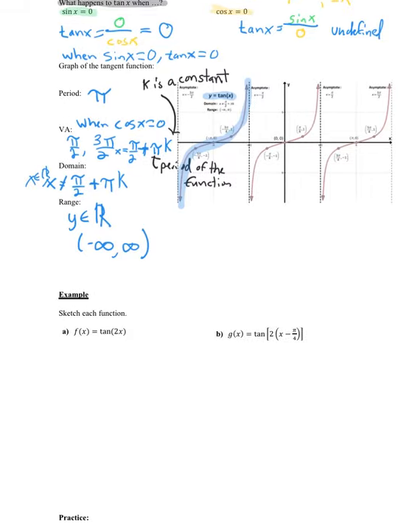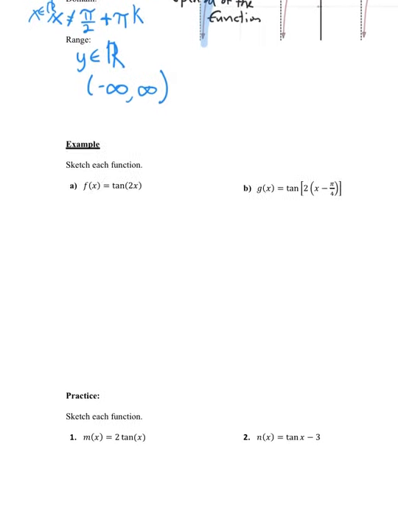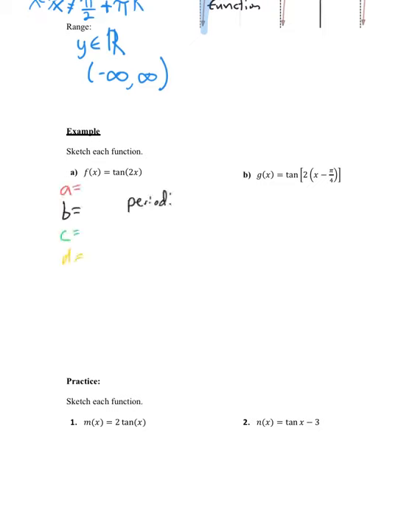Okay, some practice here now. We've got 2 examples. It says sketch each function. So just like what we did with sine and cosine functions, we're going to need to identify some key values. So for example, the a value is whatever number's in front. In this case, it's just a 1. The b value is whatever number's inside the parentheses. So in this case, it's going to be 2. The c value would be if there was something being added or subtracted. And in this case, there's nothing being added or subtracted in those parentheses. So the c value is just going to be 0.